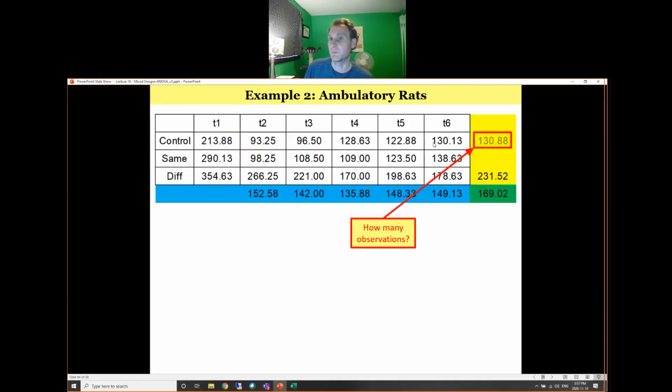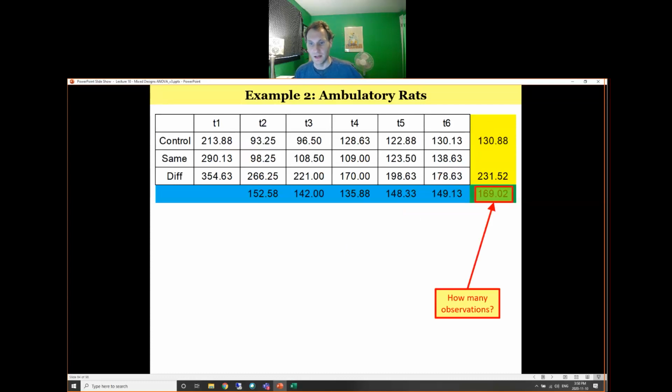So that'll be important moving forward as we start to compute our sums of squares. We need to know how to weight those sums of squares. They need to be weighted by the number of observations. Finally, how many observations total, right? And that would be n times k times g. So 8 rats times 6 observations times 3 groups. 144 in this case.